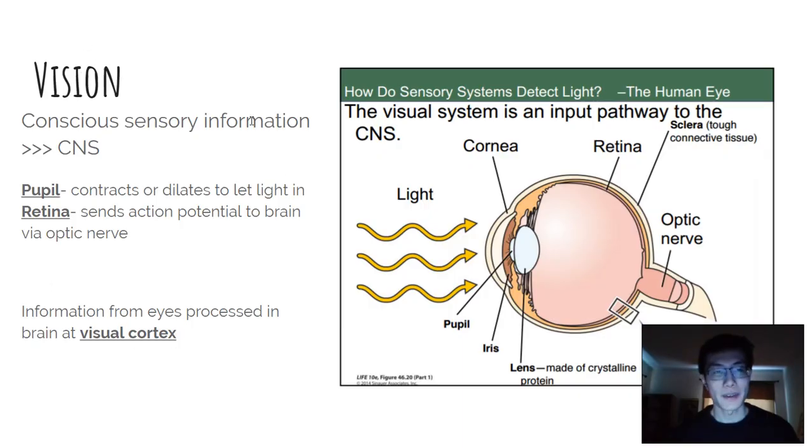Okay, so first of all, we have vision. Now, vision is basically just conscious sensory information that we take up from the eye and pass into our central nervous system. That's basically what vision is.